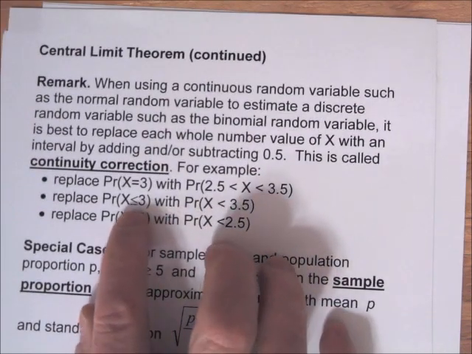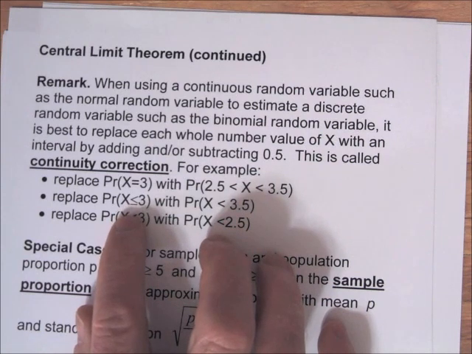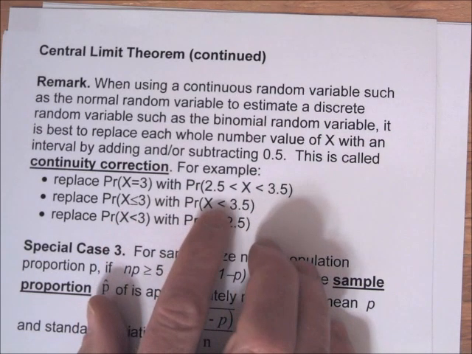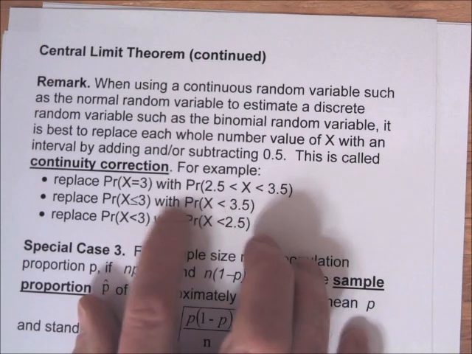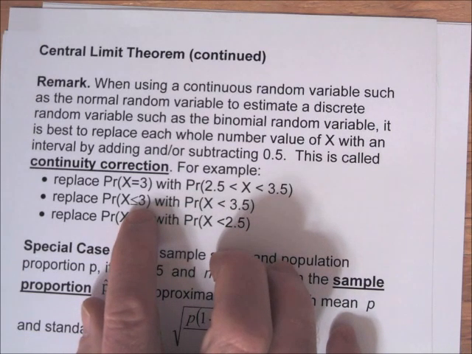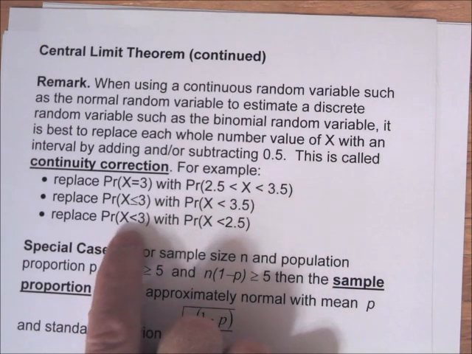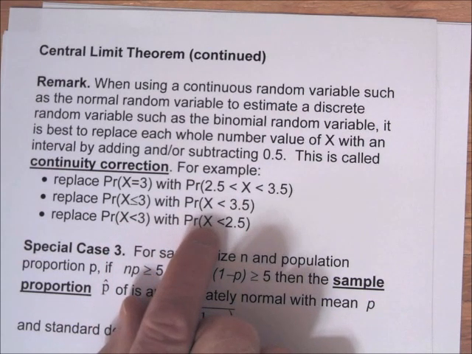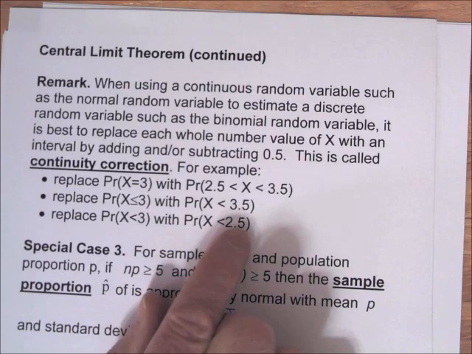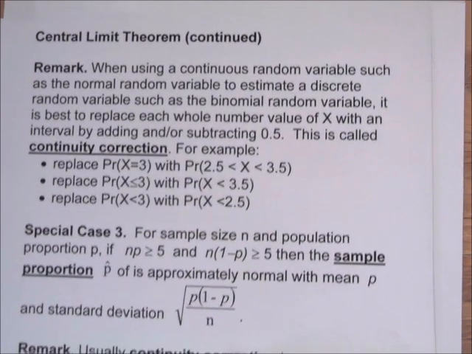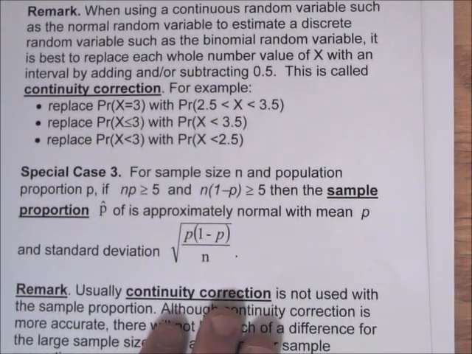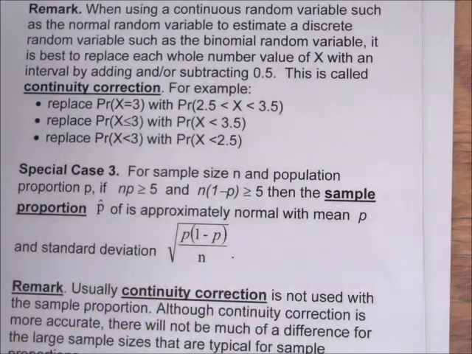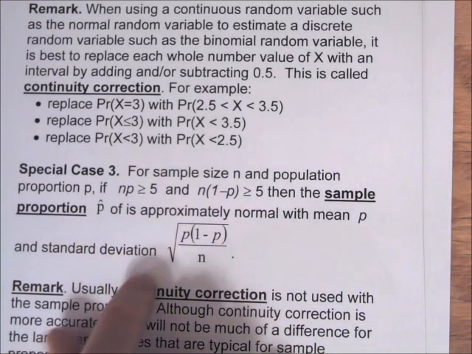You replace probability x less than or equal to 3 with probability x is less than 3.5, because less than or equal to 3 means you're including 3. If you want to compute probability x is strictly less than 3, now you're not including 3, so you use probability x is strictly less than 2.5. So that's continuity correction, and it's not always done, but it does give more accurate answers.